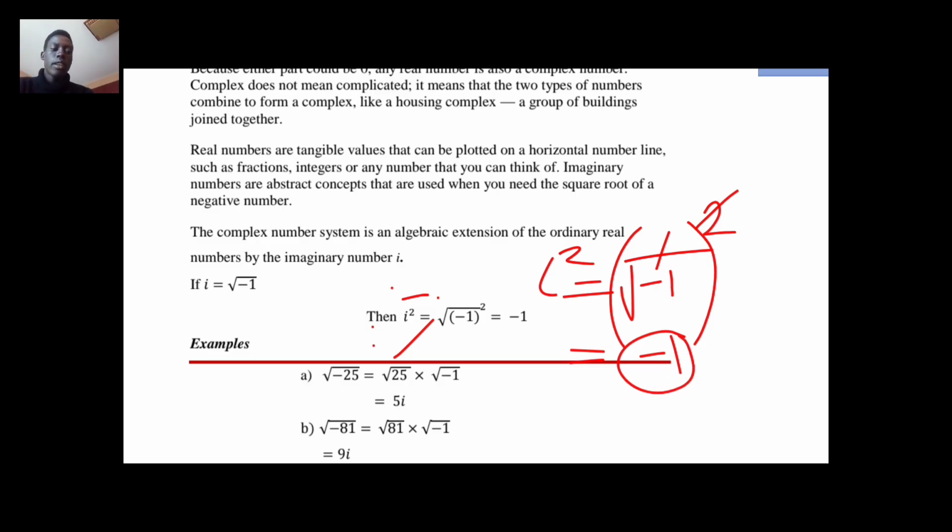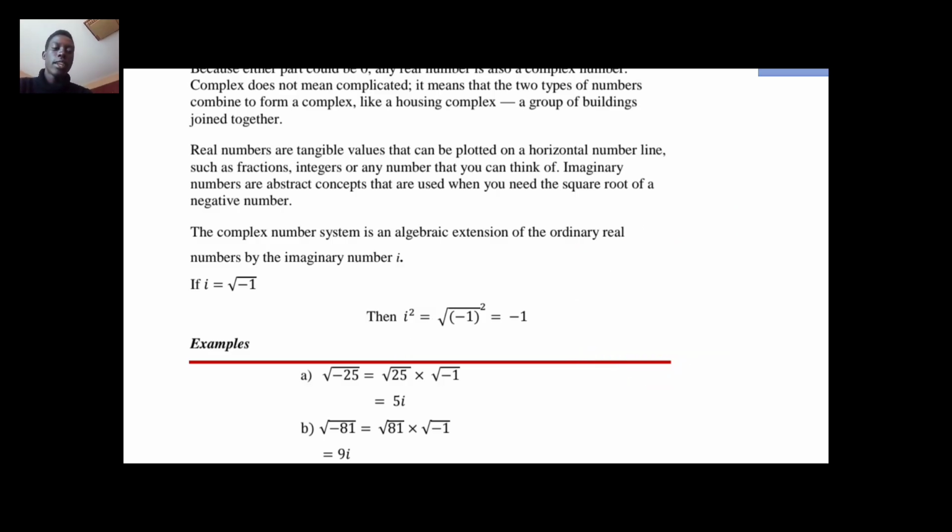You need to keep in mind that i squared is equal to negative 1, because you are going to use it in operations of complex numbers.